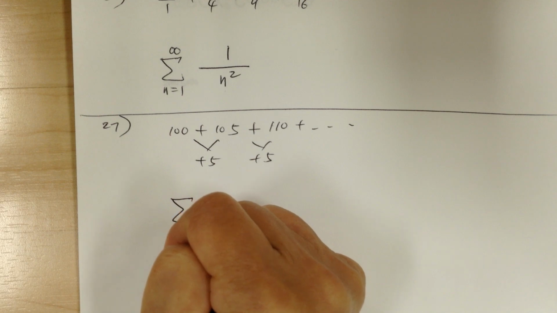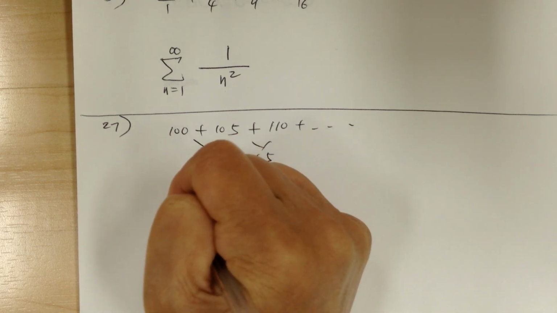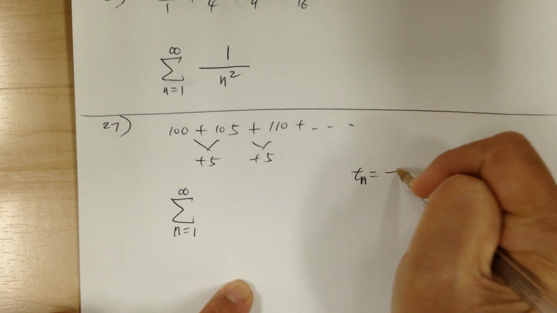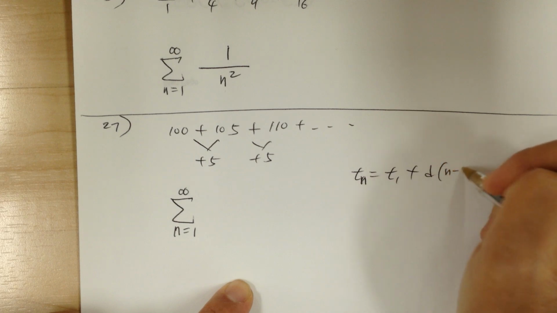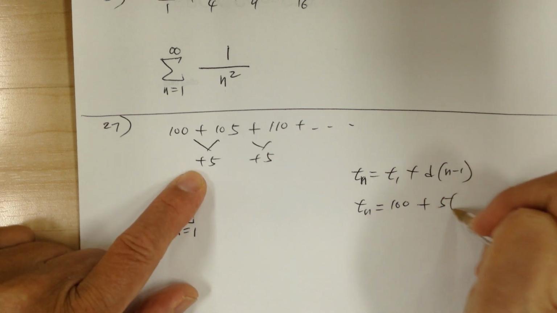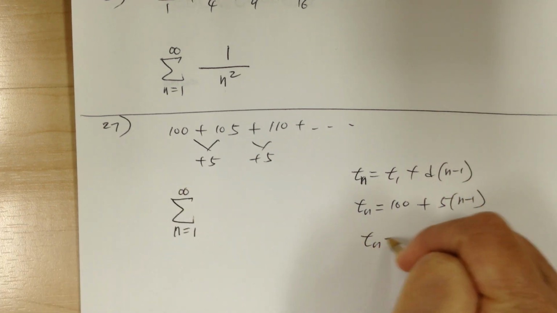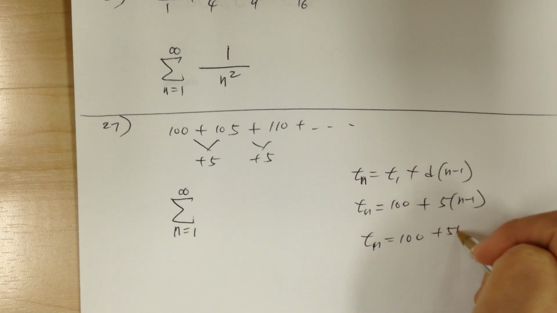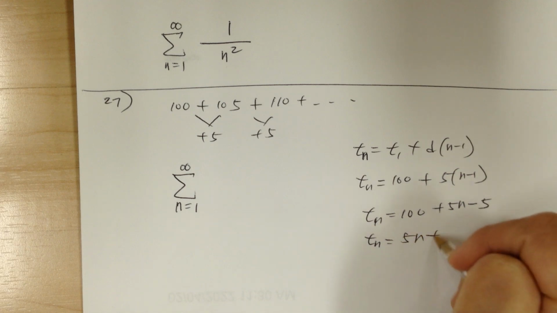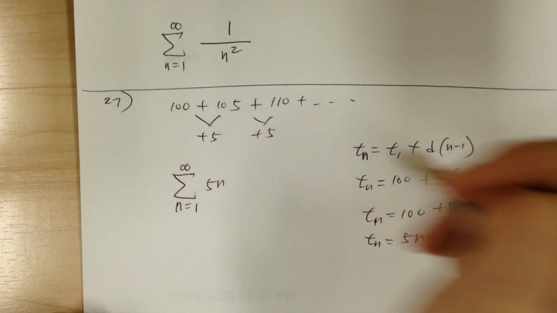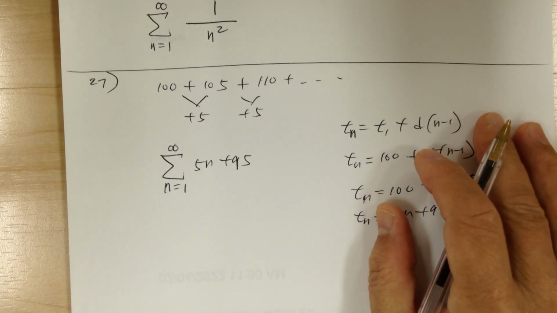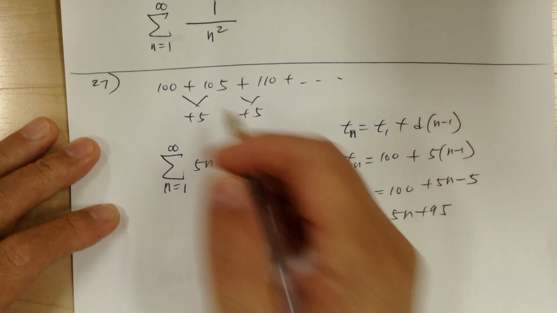So you can have n equal to 1 to infinity. And over here, your formula would be T of n equal to T1 plus d times n minus 1. So T of n equal to T1, which is 100, plus 5 times n minus 1. So T of n equal to 100 plus 5n minus 5, which is 5n plus 95. Again, remember, there are different possibilities. So this is your answer.